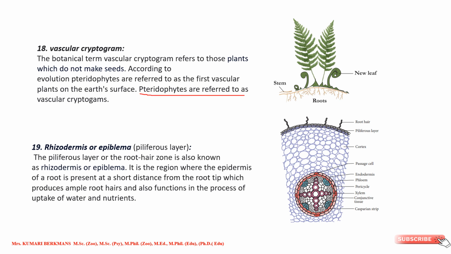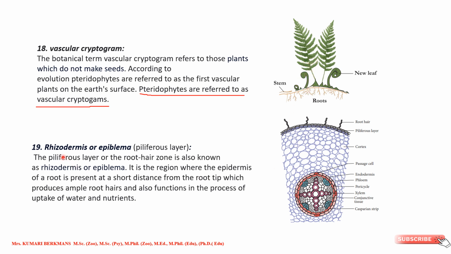This is a question asked in TNPSC Group 1. What are vascular cryptograms? Pteridophytes are referred to as vascular cryptograms. Why is it called vascular cryptogram? In the sense that the veins will be there, but there won't be any proper stem, and they won't produce any seeds. At the back side of the leaves you can find the spores. Those spores fall down and make a new plant.